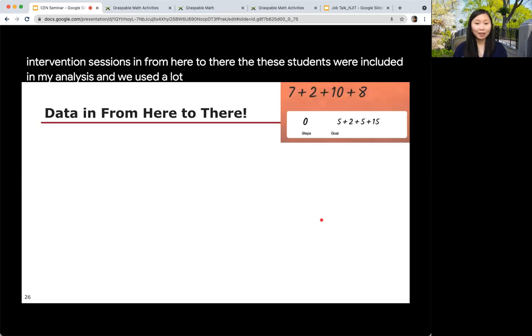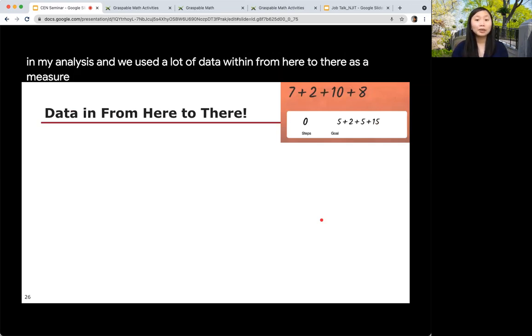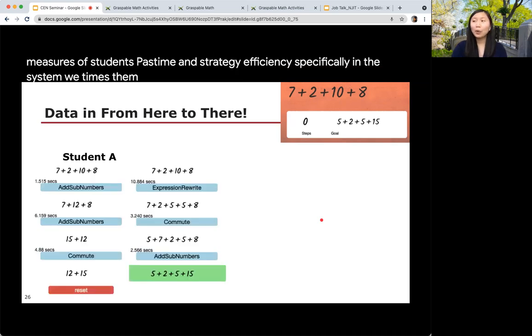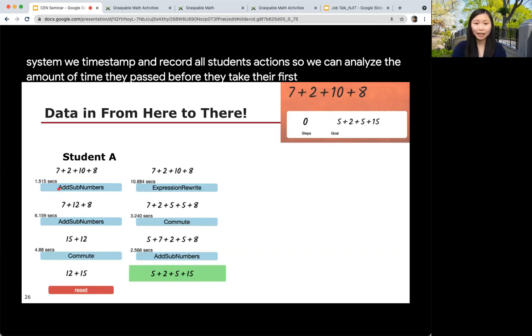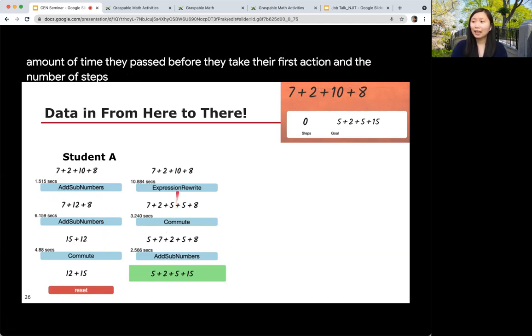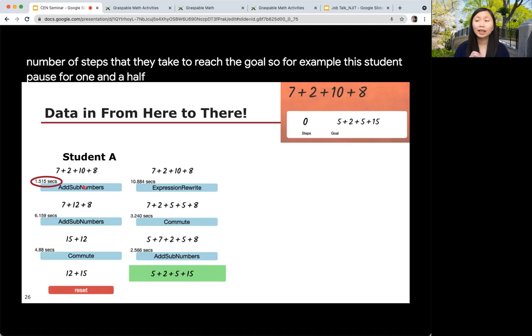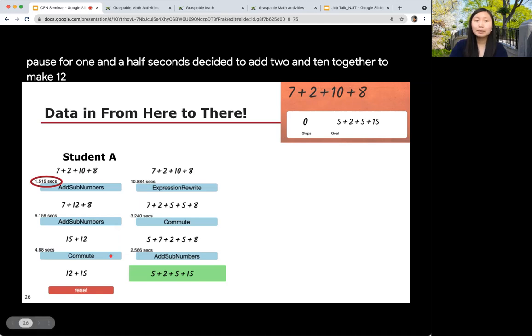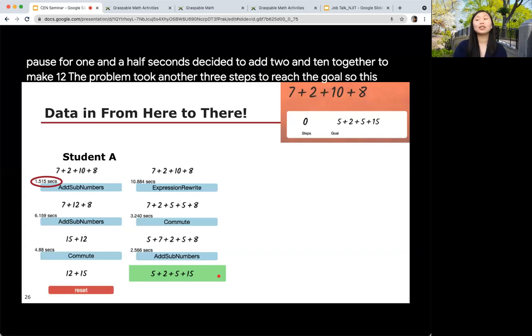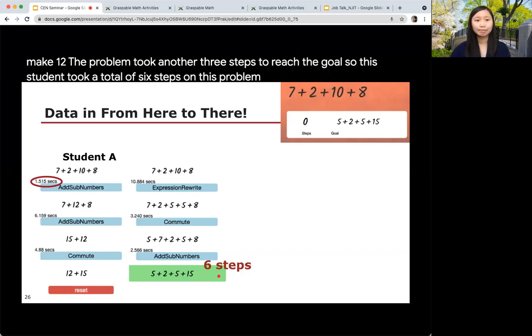And we used the log data within From Here to There as measures of students' pause time and strategy efficiency. Specifically, in the system, we timestamp and record all student actions, so we can analyze the amount of time they pause before they take their first action and the number of steps that they take to reach the goal. So for example, this student paused for 1.5 seconds, decided to add 2 and 10 together to make 12, took 3 steps, reset the problem, and took another 3 steps to reach the goal. So this student took a total of 6 steps on this problem.